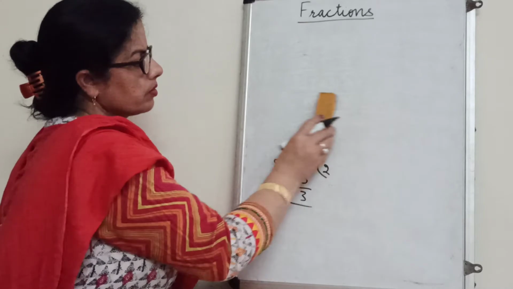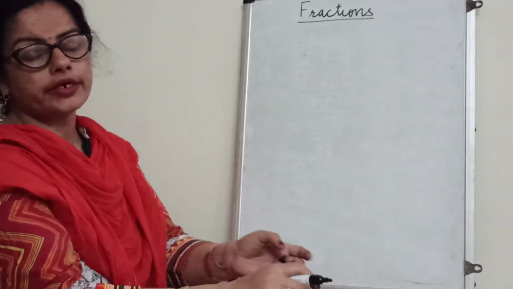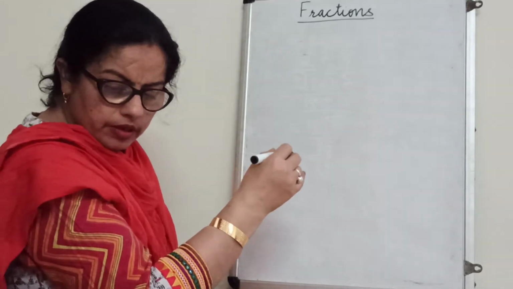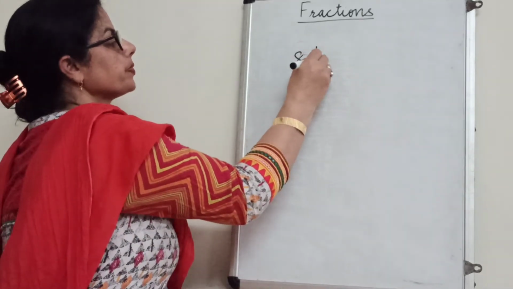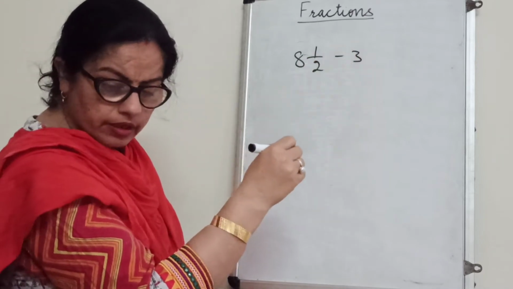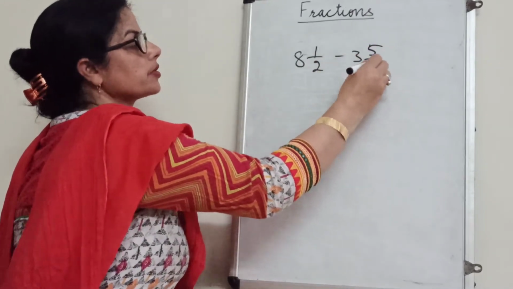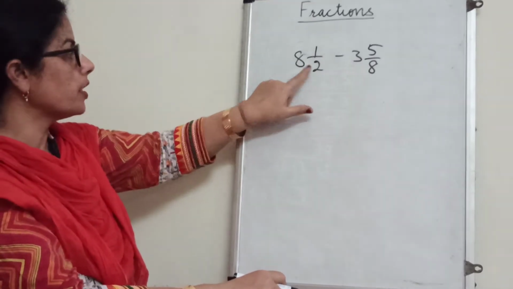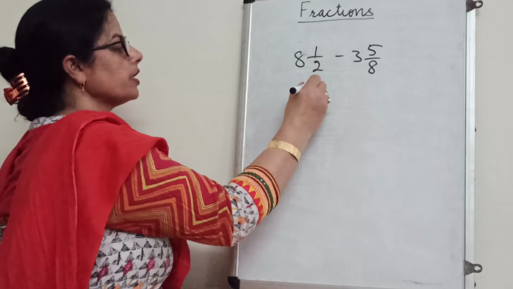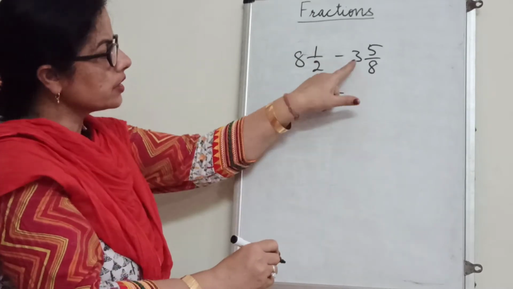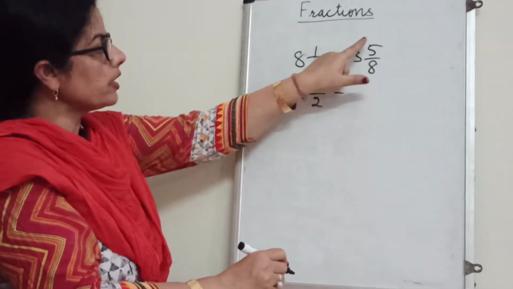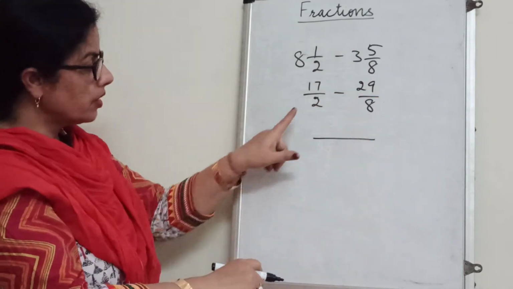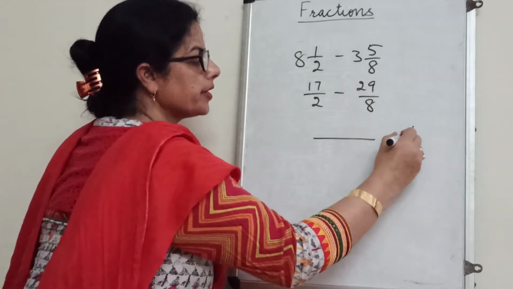So I hope you can do this addition and subtraction very easily. One more sum I am taking. If there is 8 and 1/2 and here is 3 and 5/8, we want to solve this. First we will convert the mixed numerals. 8 2s are 16. 16 plus 1 is 17/2. 8 3s are 24. 24 and 5 is 29. Now take the LCM. LCM of 2 and 8 you can take on the side.